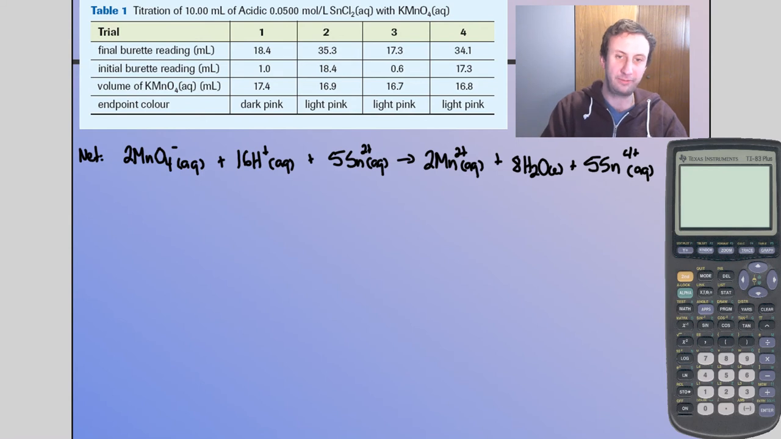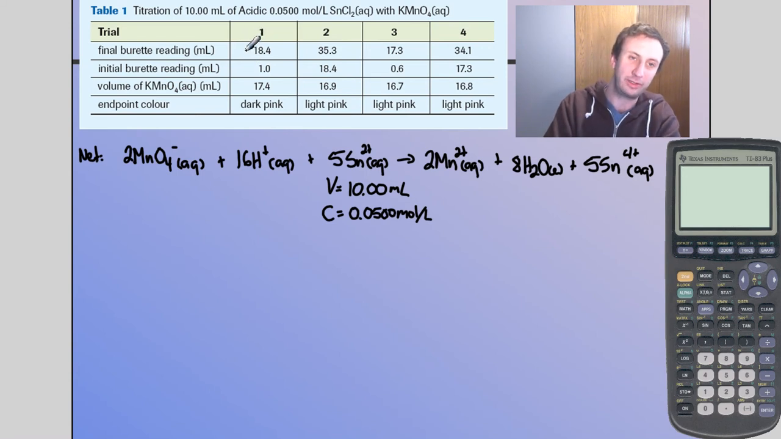So now let's write down the information that we have. So I've got this information here, titration of 10 mL of acidic SnCl2. So I know that I have a volume here of 10.00 milliliters. So I can write that down. And I know the concentration of this Sn2+ as well. It's 0.0500 moles per liter. So I know that I can find moles for Sn2+ from this information. And then if I take a look here at KMnO4, I can get a volume from this information.